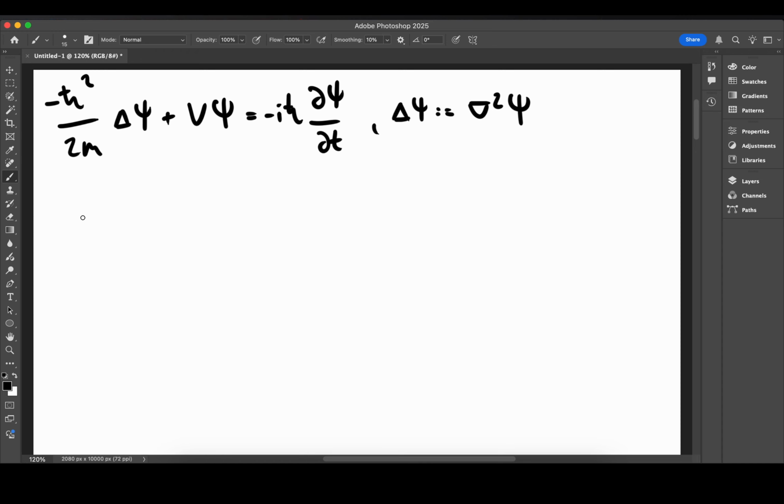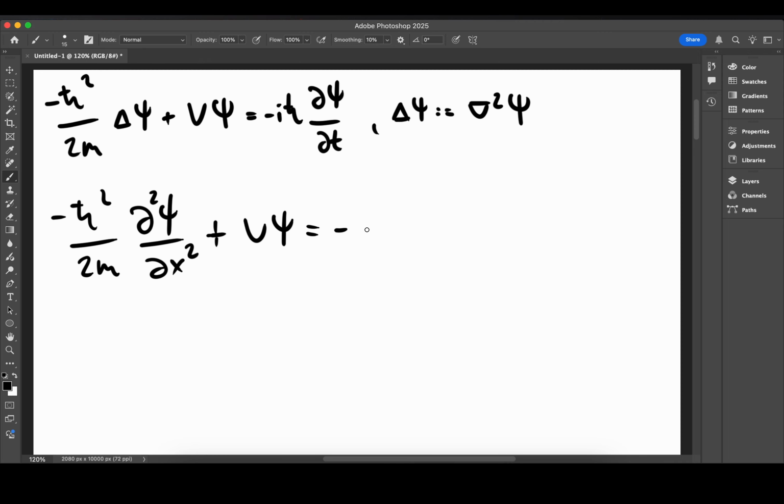So I'm going to write this in 1 dimension, and that becomes negative h bar squared over 2m times del squared psi del x squared, plus the potential function times psi, equals i h bar del psi del t. This is a bit simpler, but for this particular system, I want what's called a stationary state solution. So I don't want any sort of time dependence.